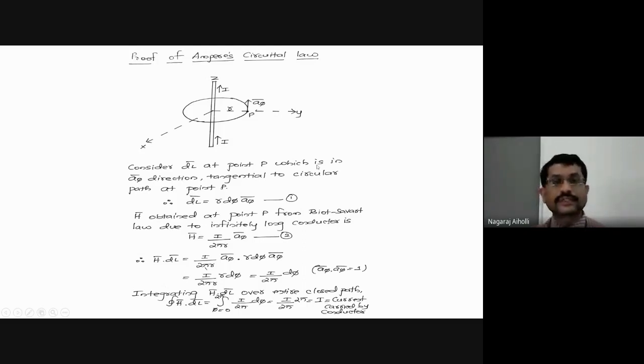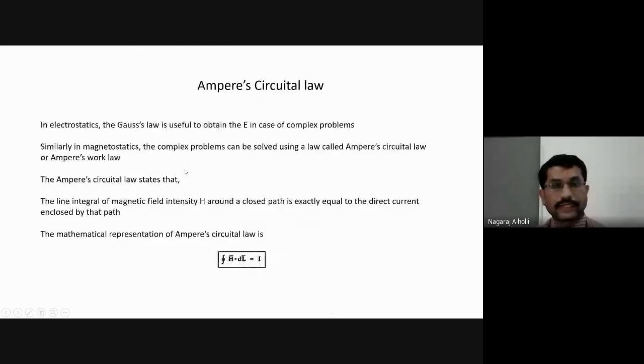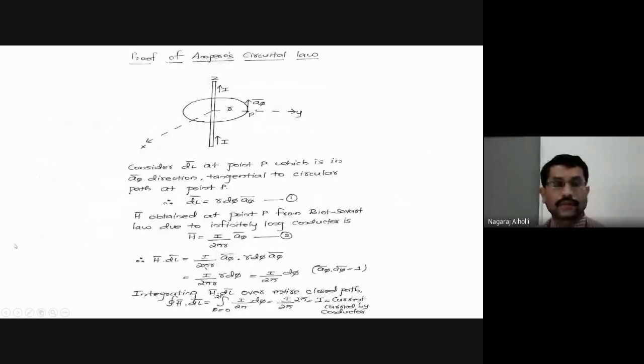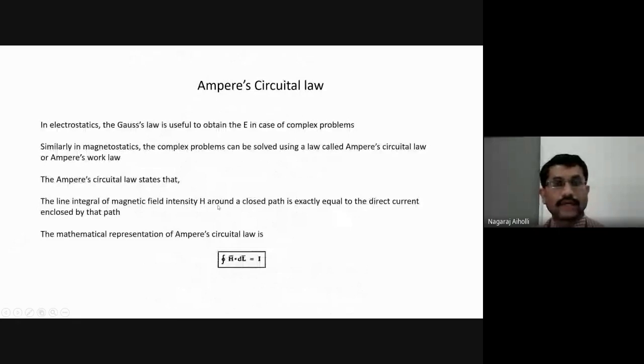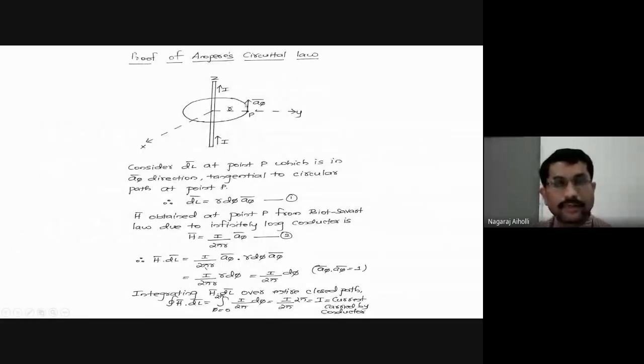Is this clear here, students? Is Ampere's circuital law clear? In the examination, they may ask the definition and proof of Ampere's circuital law. I hope it is clear to everyone. Proof of Ampere's circuital law. Any difficulty here? Yes, sir.